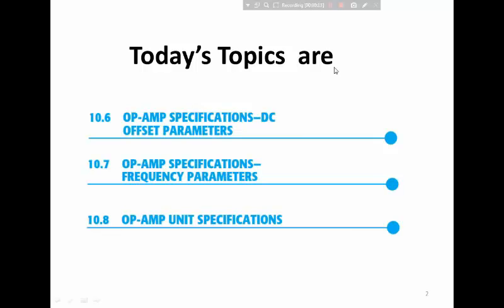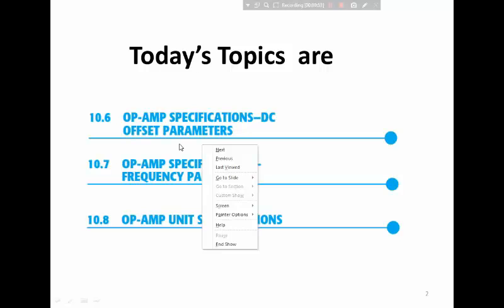These are the topics for today's lecture. This is section 10.6, 10.7 and 10.8. These are the sections that we will go through one by one. What we are going to study in this lecture are the specifications of a practical op-amp. What are the important parameters of a practical op-amp?